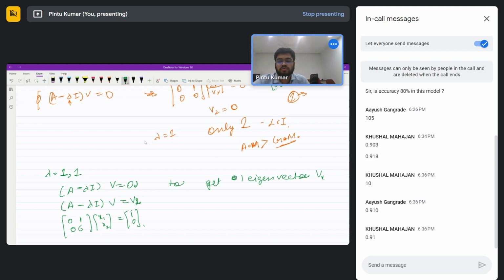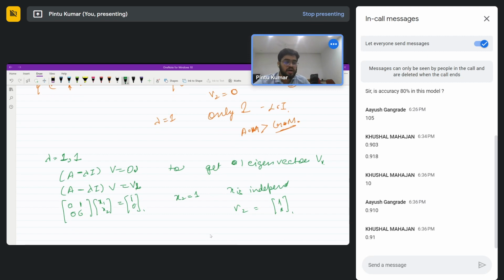Now your first row would mean that x2 is 1, right? And your x1 is independent. So what do we obtain? v2 can be (1, 1). Now you can see that (1, 1) and (1, 0) are linearly independent. And this is not an eigenvector, but this is a generalized eigenvector. So rather than equating to 0, you equate it to the previous eigenvector that you have obtained.